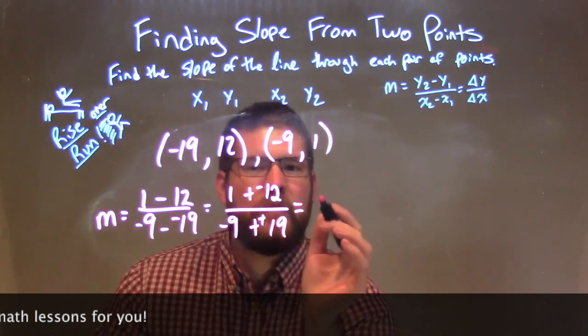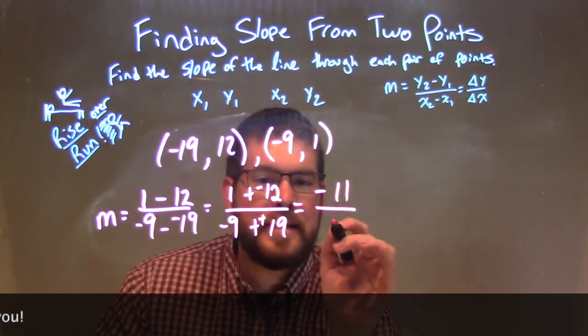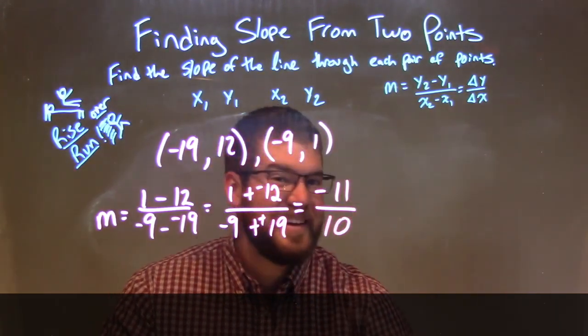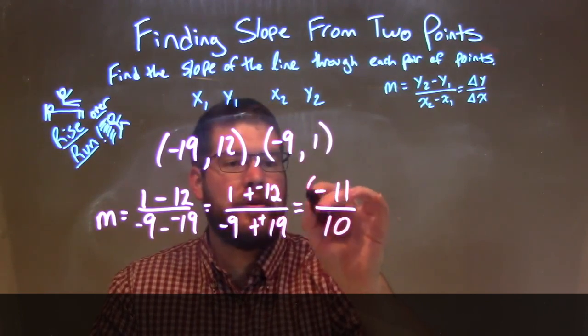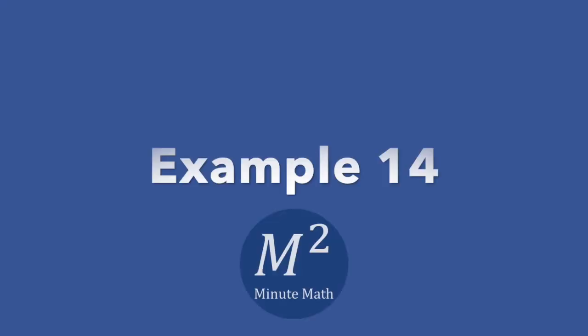Well, 1 plus a negative 12 is a negative 11, and negative 9 plus a positive 19 is a positive 10. So now we have negative 11 over a positive 10, and I can't simplify that anymore, and so there's our fraction, our final answer, our slope between these 2 points.